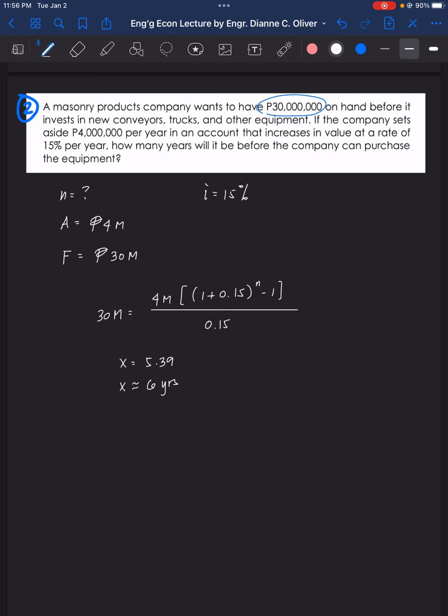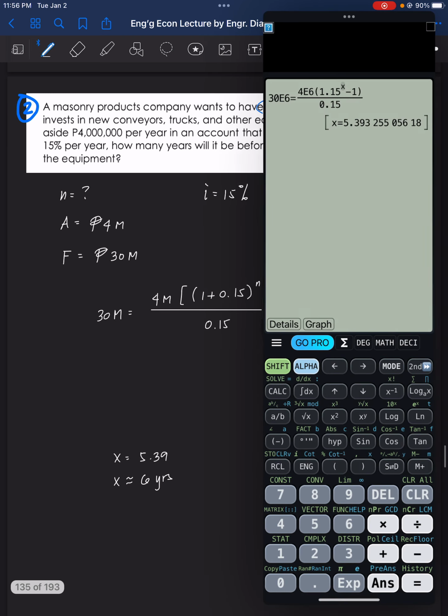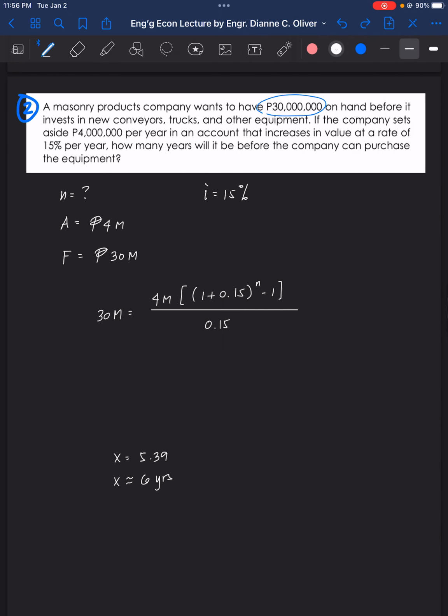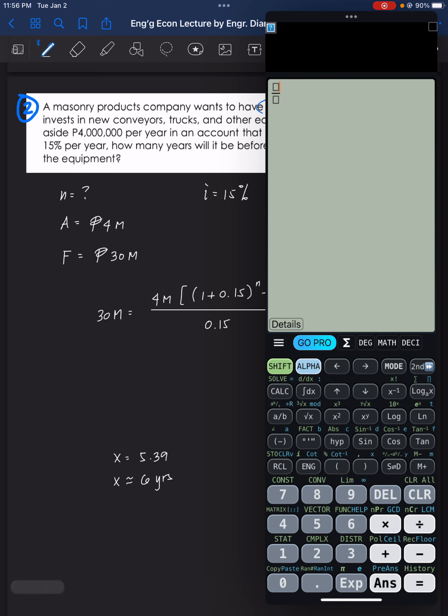Now what if in your calculator it did not give you this value, instead it gave you other values? What will you do? We can just use the long method. So our long method will be 30 million times 0.15 all over 4 million, and then we have the plus 1. So that will be 2.125.